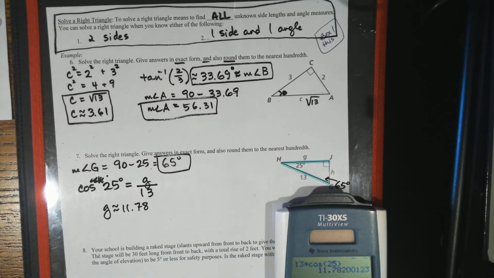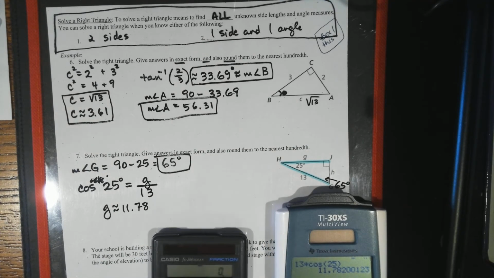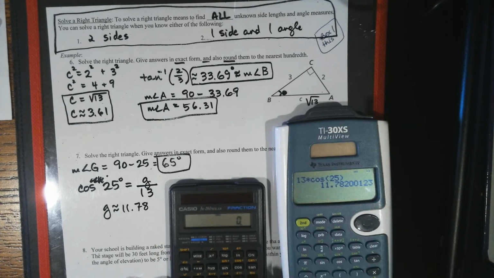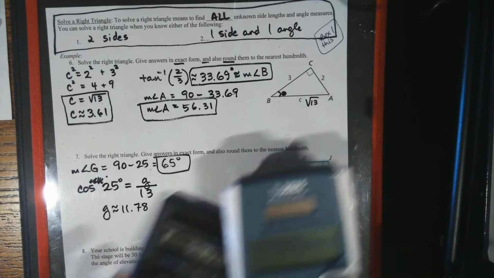rounded. Now, if you use the other one, remember, this is for a TI, if you do it this way, you'll have to put in the 25 first, then press cosine, and then times 13. So it's a little backwards, but you should both times get 11.78, depending on how you're doing that.